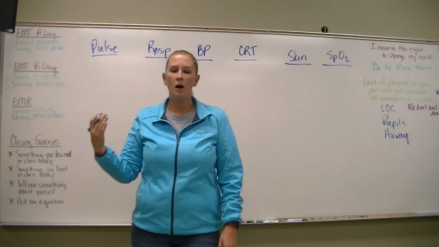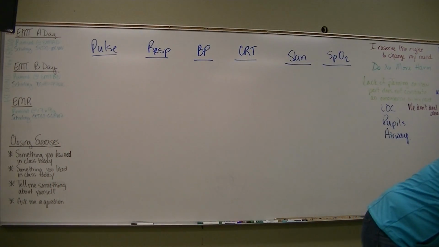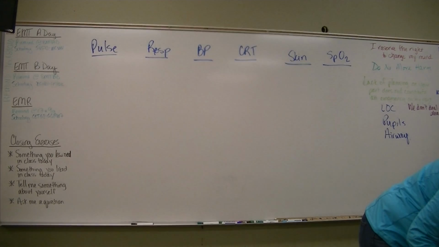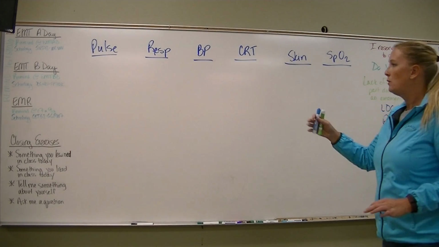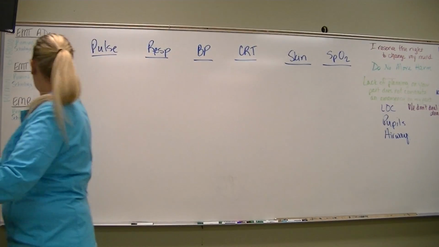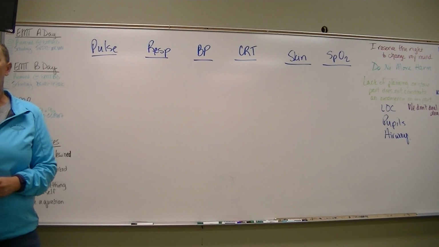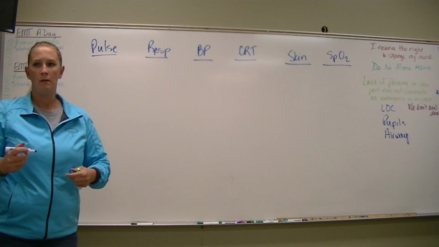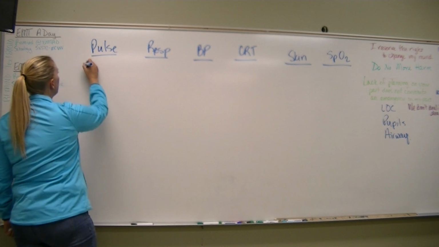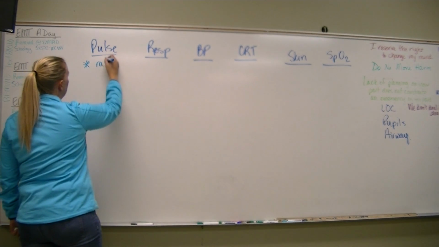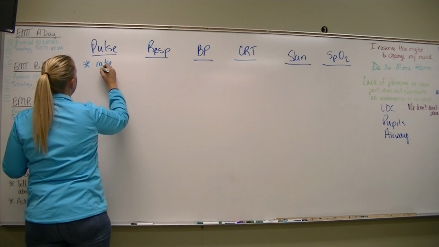we report on different things. Now, the things that we report on vary depending on which one of the vital signs we're reporting on. So if we're going to look at pulse first, what's one of the things that you always report on pulse? Beats per minute, or rate, right? So for pulse, we're going to report rate, or beats per minute.